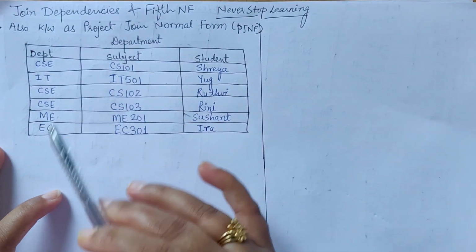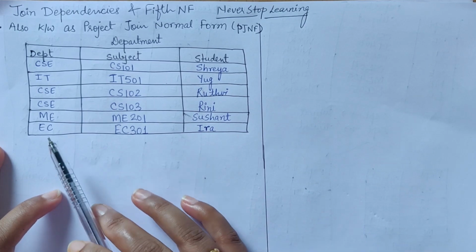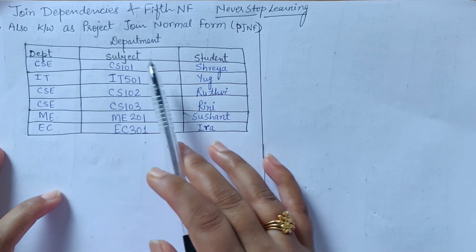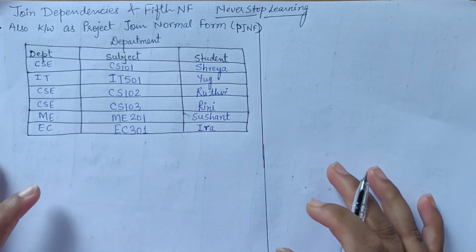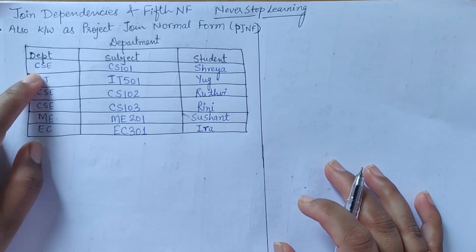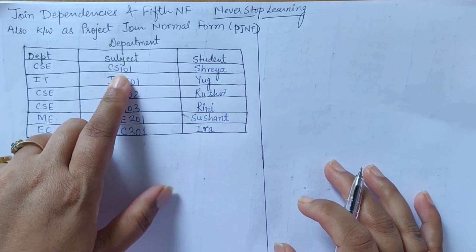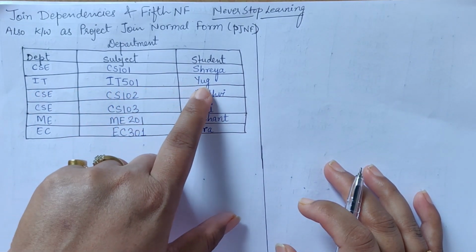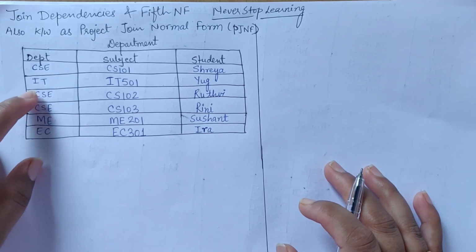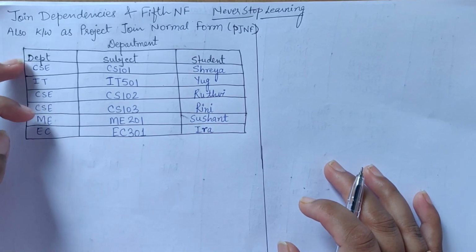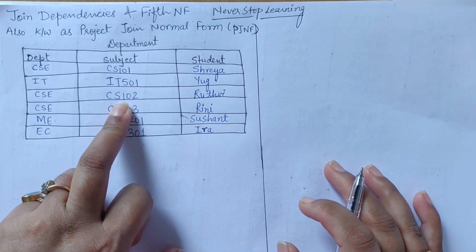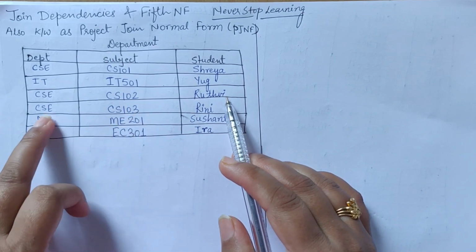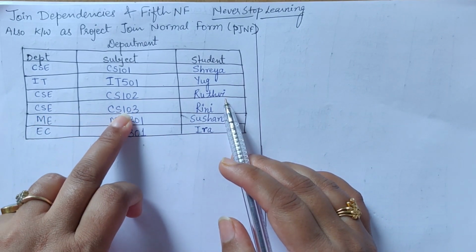So here I have taken a department table, and in this table I have three attributes, three columns: department, subject and student. As you can clearly see, the department CSC, subject is CSC 101, student is Shreya. IT 501, student is Yug. There is no more IT, so no problem, but here comes another CSC. For this CSC also, the subject value is different, CS 102, and the student name is also different. Similarly for this CS, again we have different values.